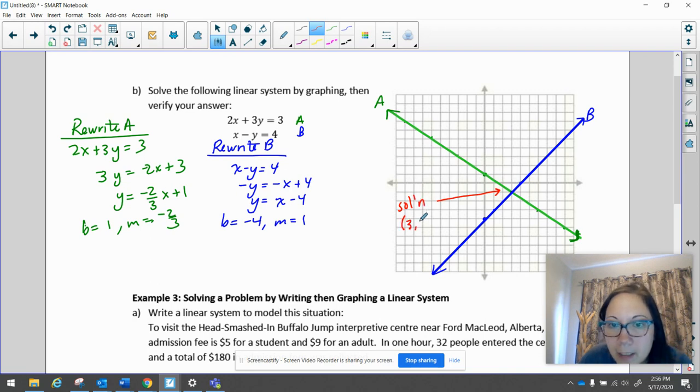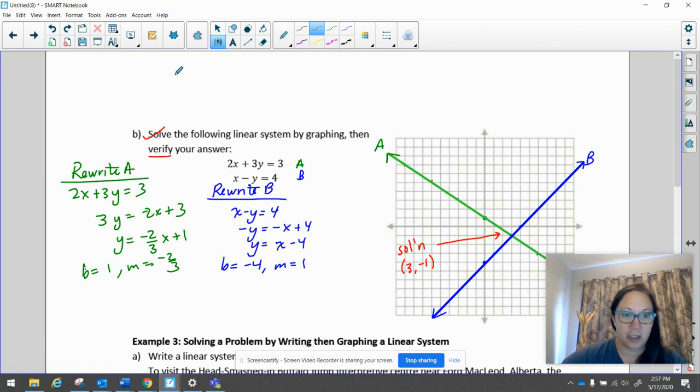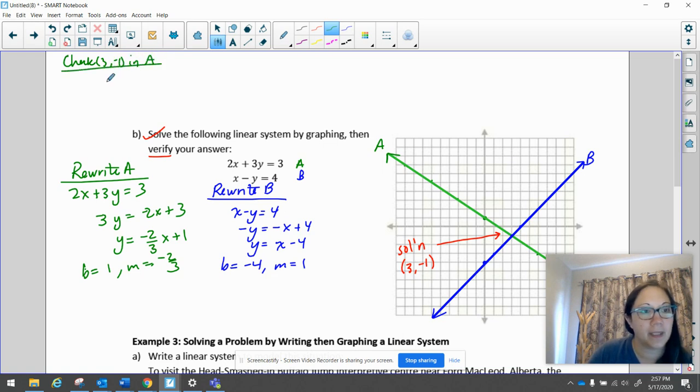And that is at (3, -1). Now I have to check that. So we've done the solve part, but now we need to verify. I'm just going to do it up here because I'm kind of running out of space there. So I'm going to check (3, -1) in equation A.